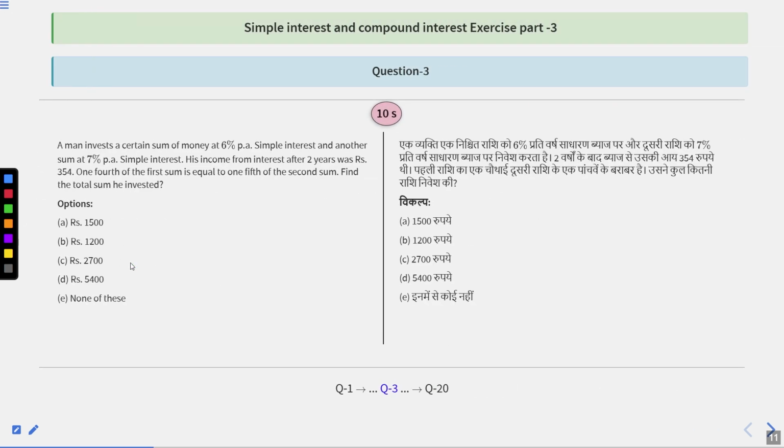Next one. A man invests a certain sum of money at 6% per annum simple interest and another sum at 7% per annum simple interest. His income from interest after 2 years was 354 rupees. 1/4 of the first sum is equal to 1/5 of the second sum. Find the total sum he invested. You have 5 options and 10 seconds to analyze the question. Your time starts now.